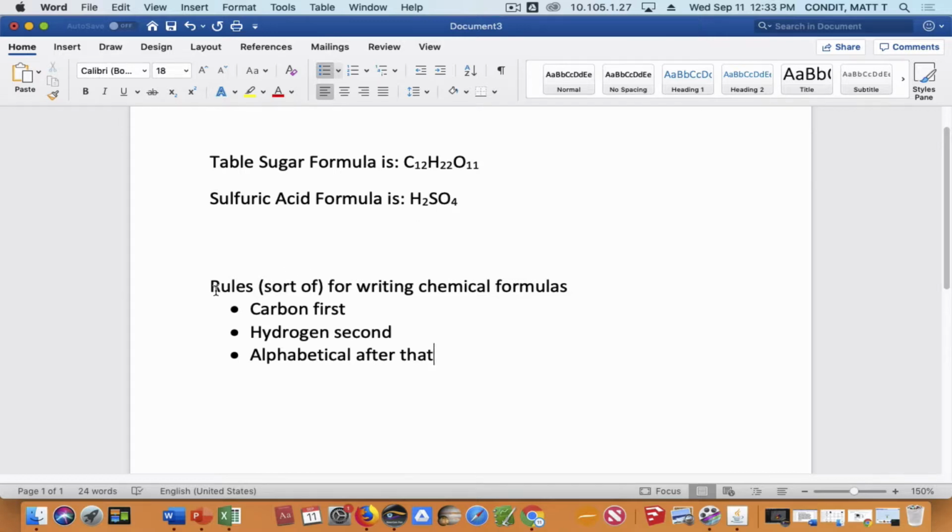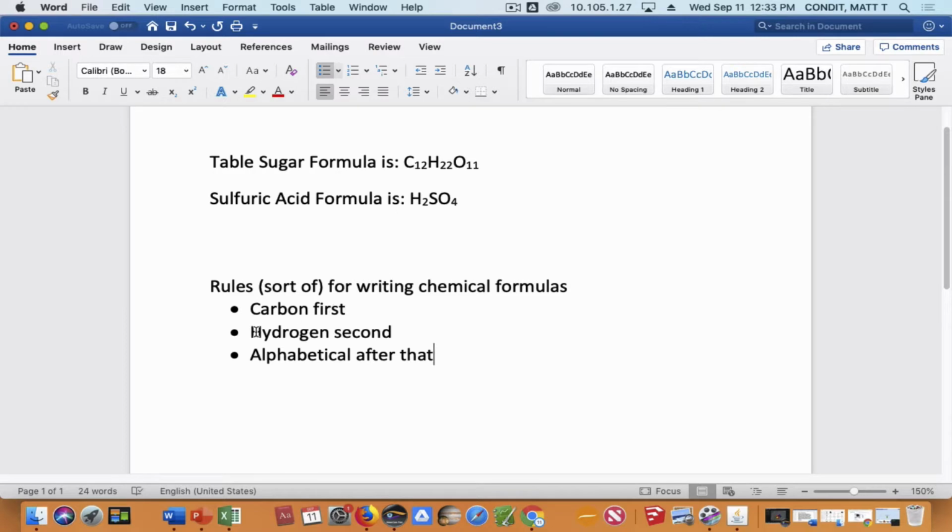Now, the rules — notice I put "sort of" for writing chemical formulas, because chemical formulas are a lot like rules in English. There's a lot of exceptions or a lot of little secondary rules that go in, but a good rule of thumb: if there's carbon involved at all, it always goes first. Carbon is an extremely important element to all living things because it's kind of the element glue that holds together living tissue. So because it's so important, we always put it first.